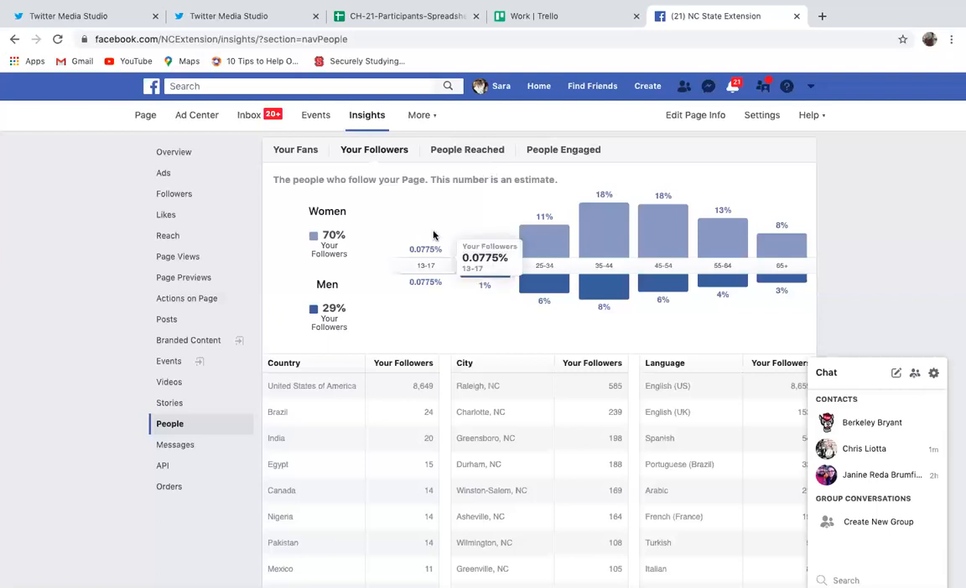So that's pretty much an overview of Facebook analytics.